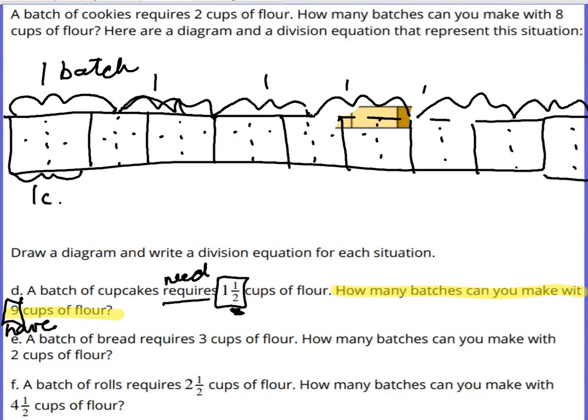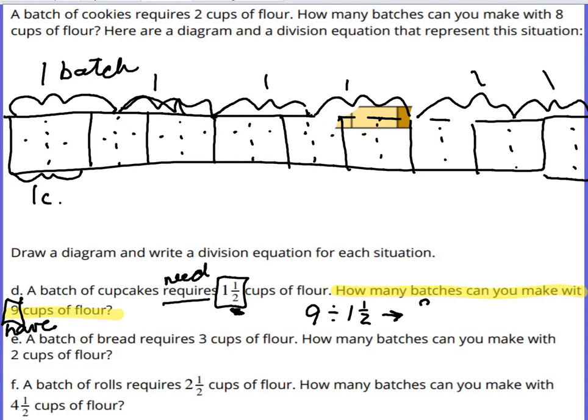So how many batches did I make? I made 6. I didn't erase the 1. So 1, 2, 3, 4, 5, 6. Mathematically, what did I do? Okay, so I took my 9 cups and I divided it into groups of 1 and 1/2.